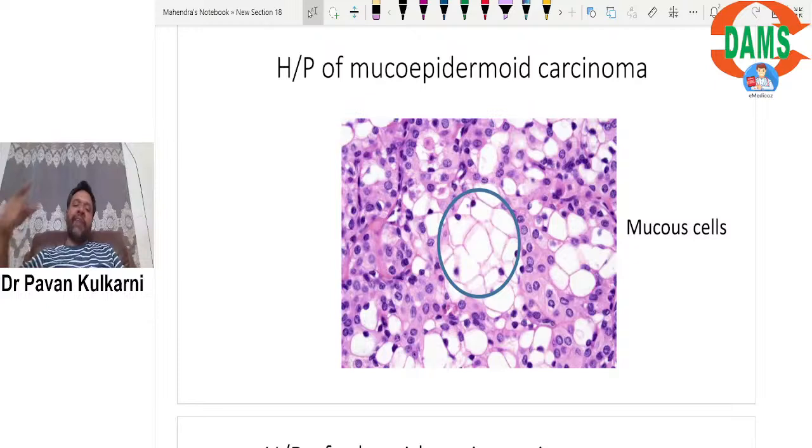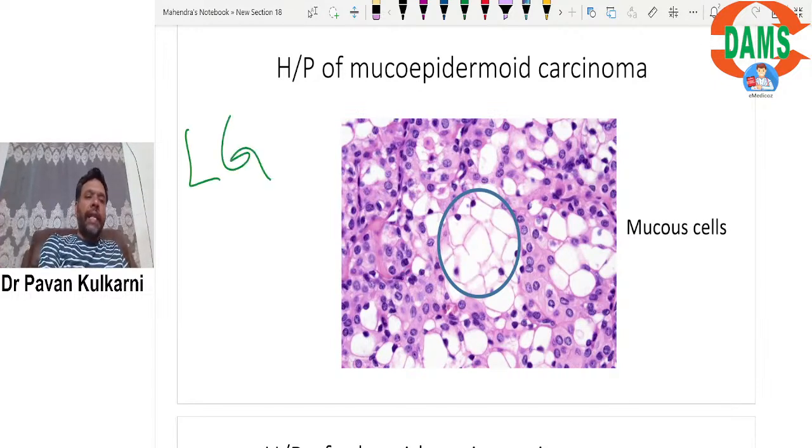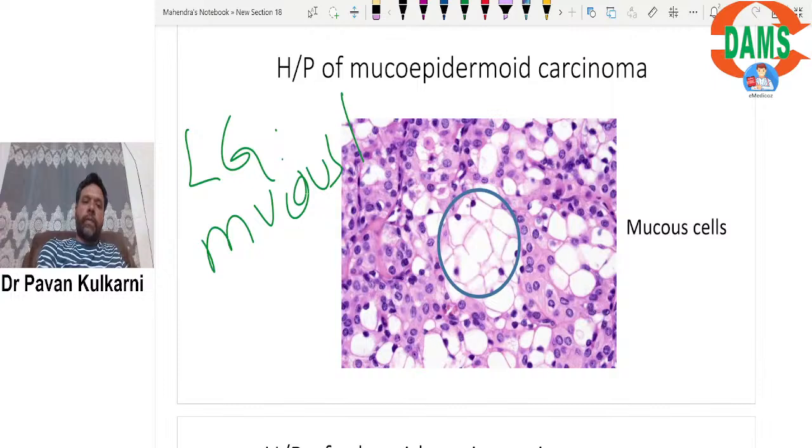Now the cells which I have highlighted in the center are the mucous cells, and all the dark cells are epidermoid cells. So in the center you have mucous cells, and all the surrounding cells are epidermoid cells. Here one more point I want you to remember. In low grade, you will see more mucous cells, whereas in high grade, mucous cells will be less and epidermoid cells will be more. So histologically also, there is a difference between low grade and high grade.